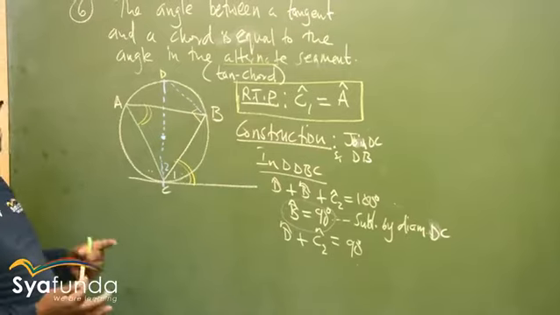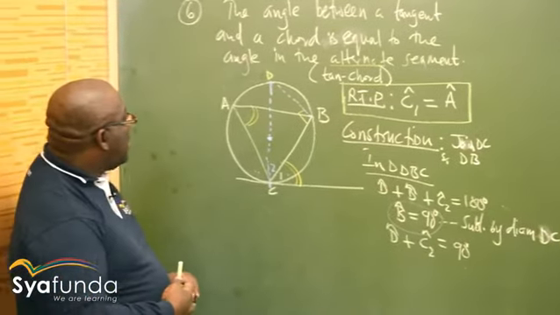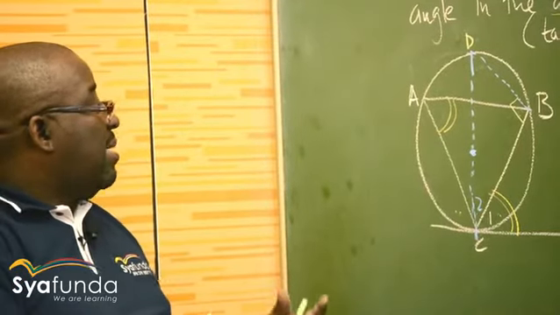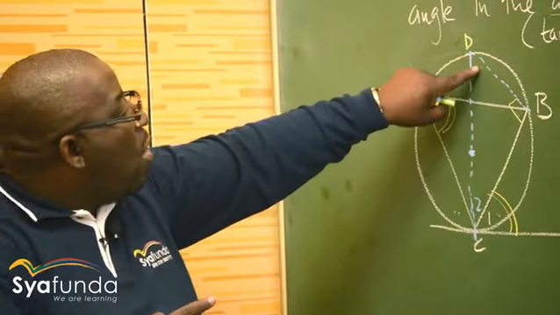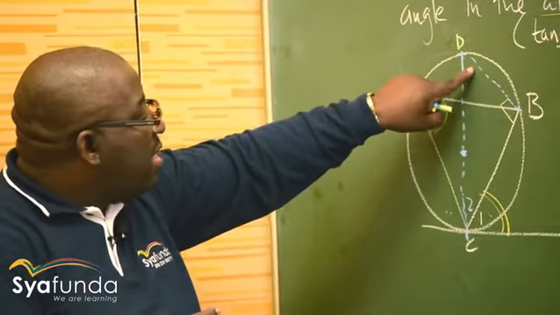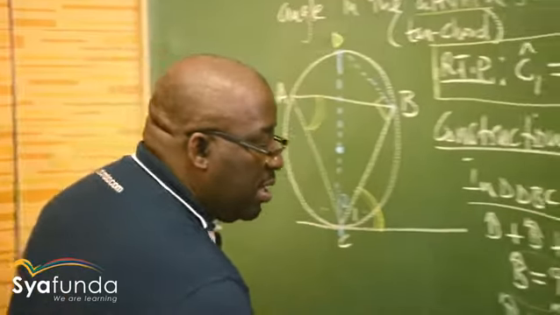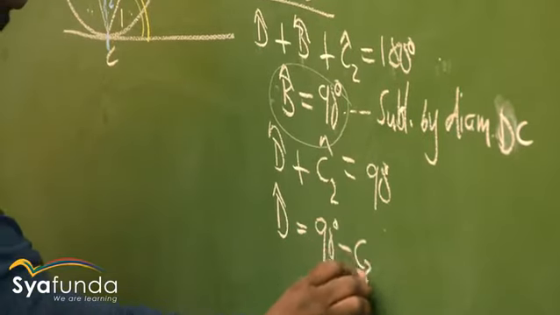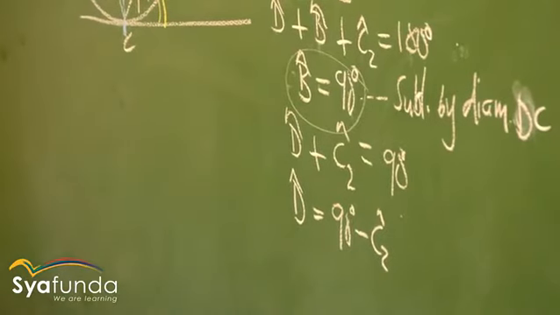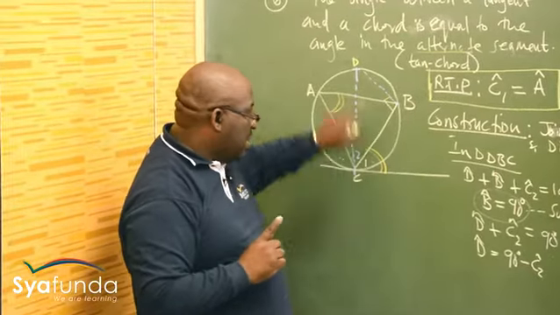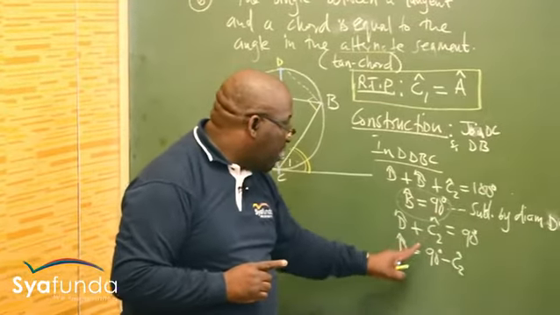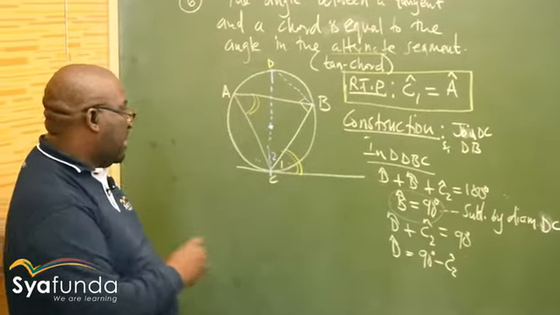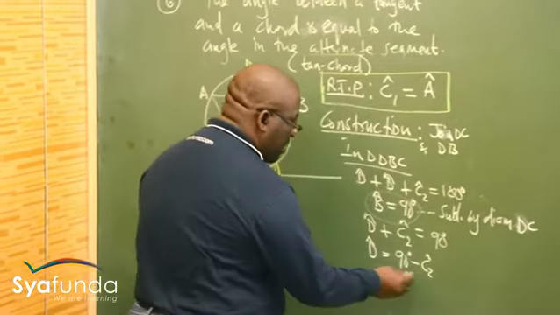Now, I want us to make C2 the subject of the formula here, or even D. Let's make D the subject or C2 the subject. It doesn't matter. If I make D the subject, what will the value of D be? Angle D is equal to 90 degrees minus C2. So if I want to make D the subject here, I've got to take C2 that side. So angle D will be equal to 90 minus C2. That's one fact that I wanted to get. So this becomes important because I'm going to use it.